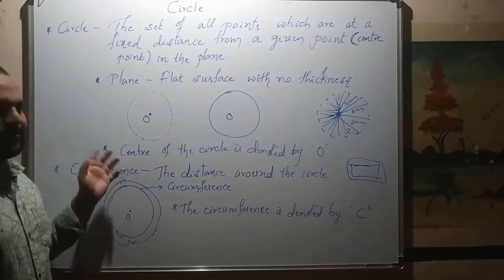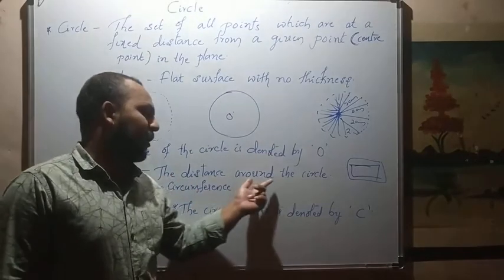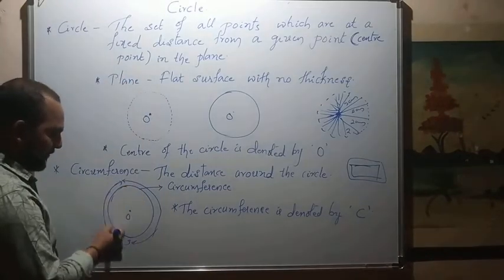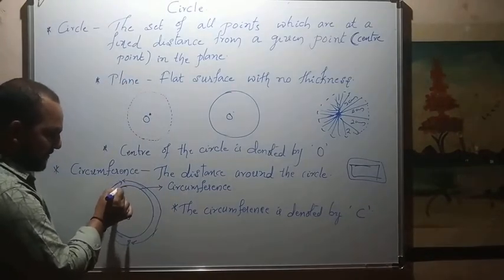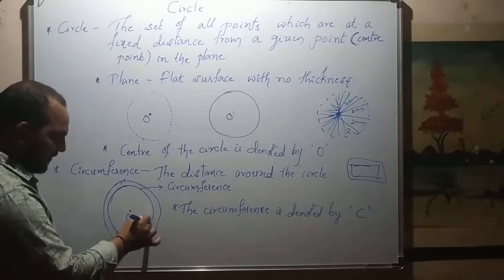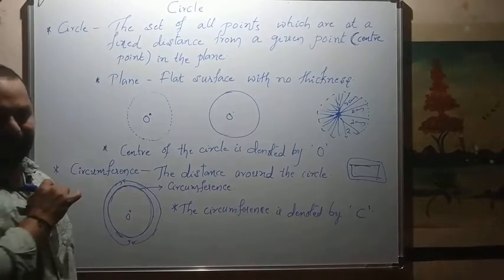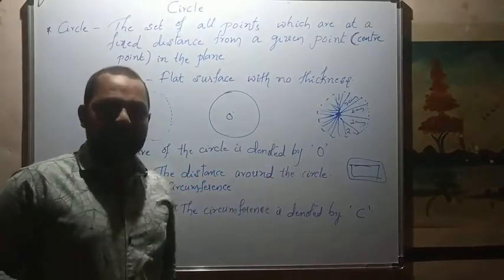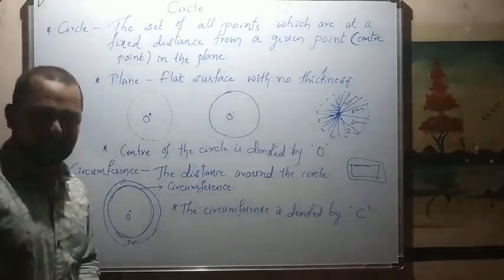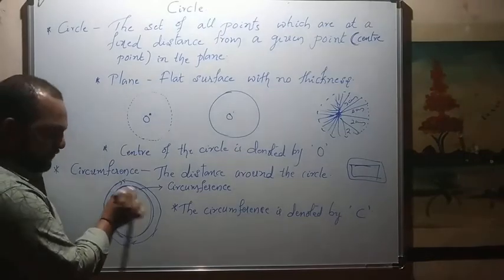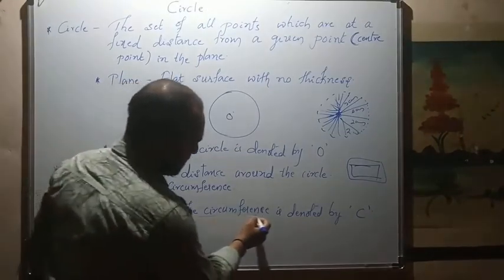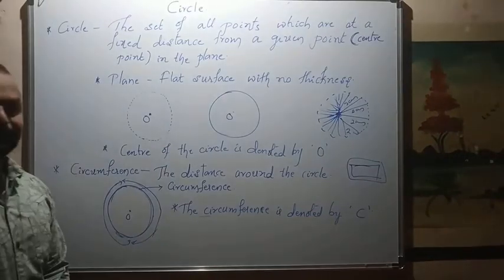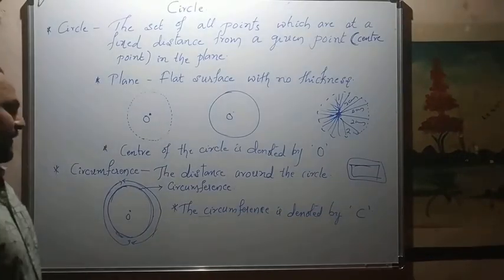The distance around the circle. Look, this distance from here all around, what do we call it? The circumference of the circle: the distance around the circle. This is the circumference of a circle. The circumference of a circle is denoted by C, capital C.